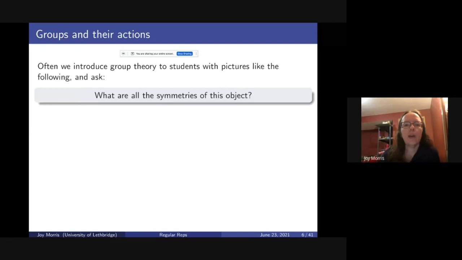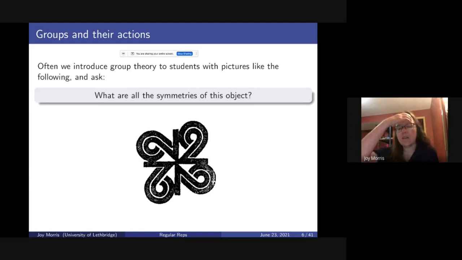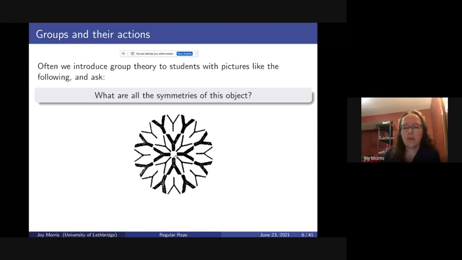Often when we're introducing group theory to students, or at least when I am, we give them some pictures and ask, what are all the symmetries of this object? These are some pictures that appear in a standard undergraduate textbook on group theory. The answer for this one is the cyclic group of order 4. You can rotate this object 4 times. For this one, we have a dihedral group of order 8 because we have the 4 rotations, but we also have 4 reflections through the vertical, horizontal, and 2 diagonal axes.